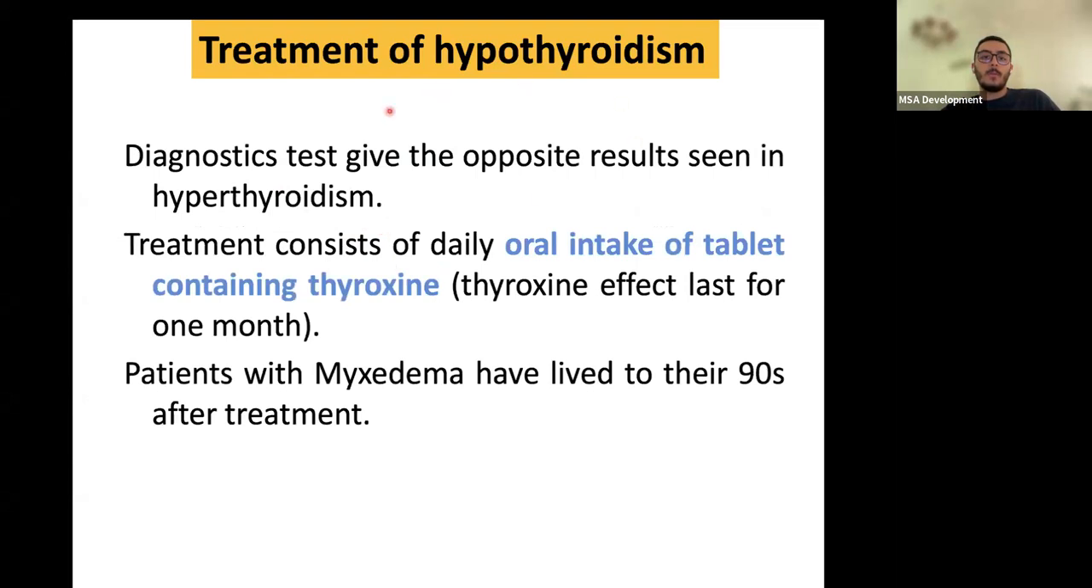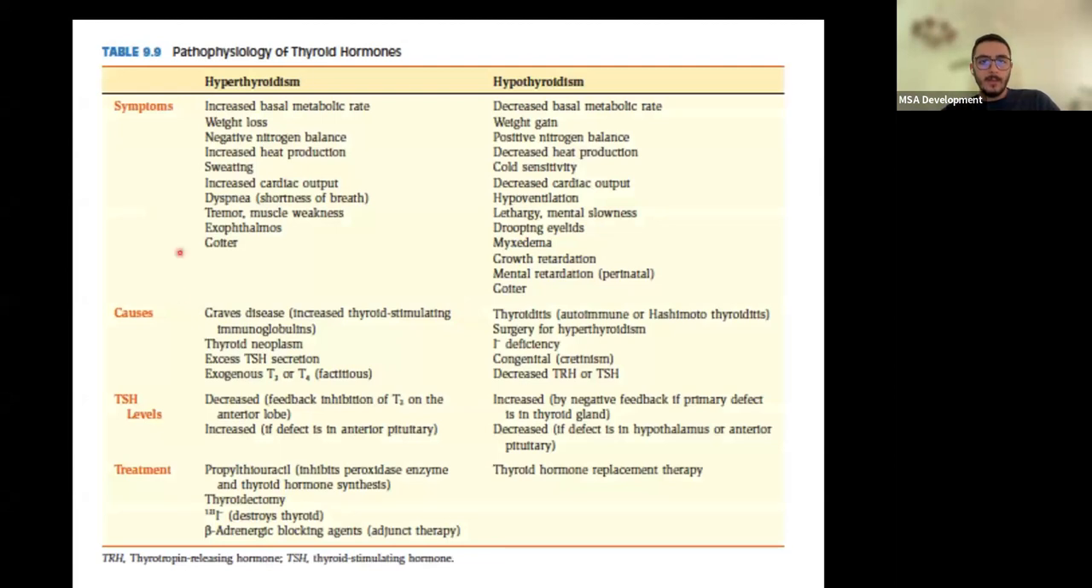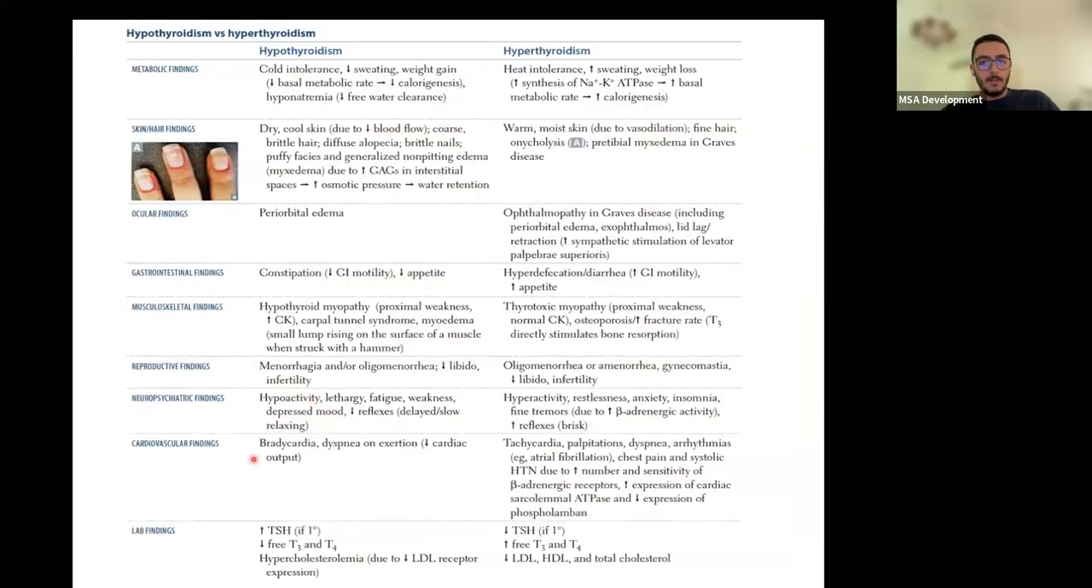Treatment of hypothyroidism: daily oral intake of thyroxine. Give thyroxine to a hypothyroidism patient, they will become normal. Patients with myxedema can also be treated with thyroxine. This is a table summarizing the differences between hyperthyroidism and hypothyroidism to make your life easier. And this is from First Aid as well.